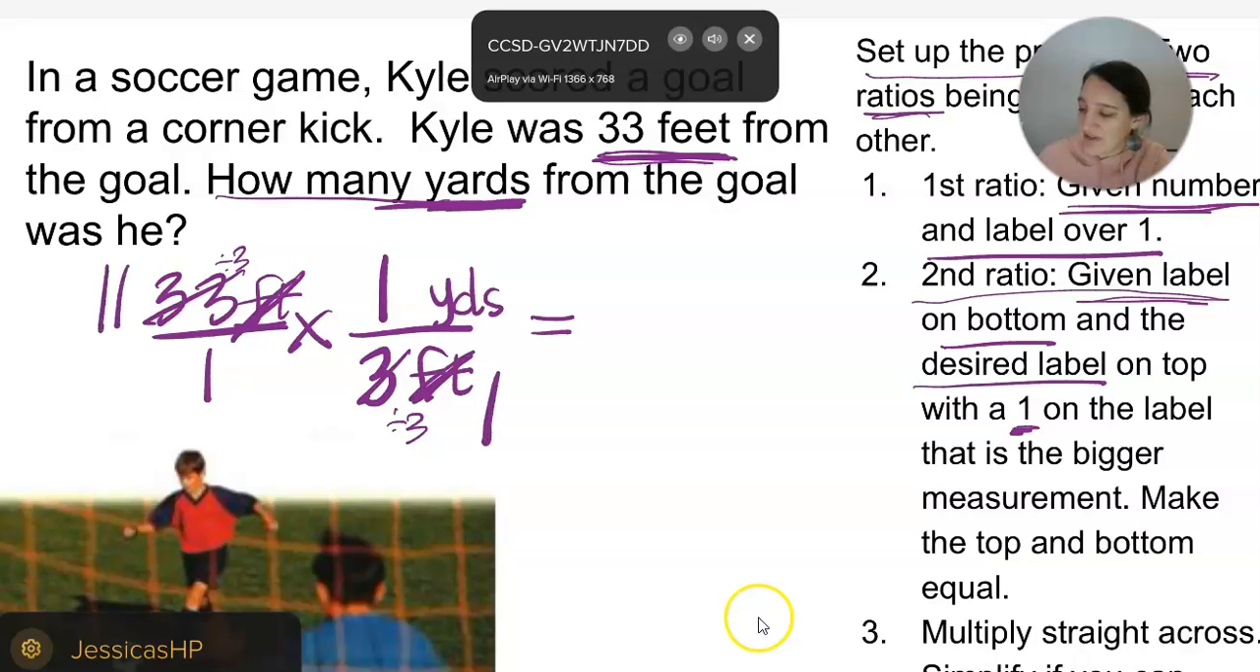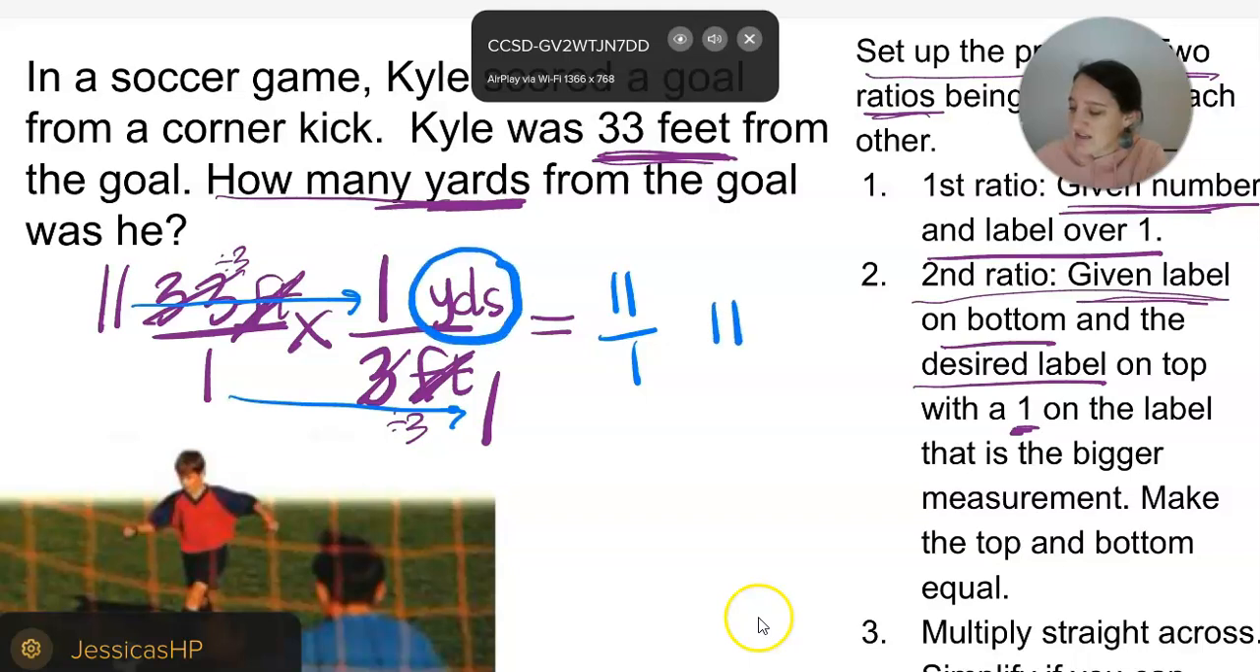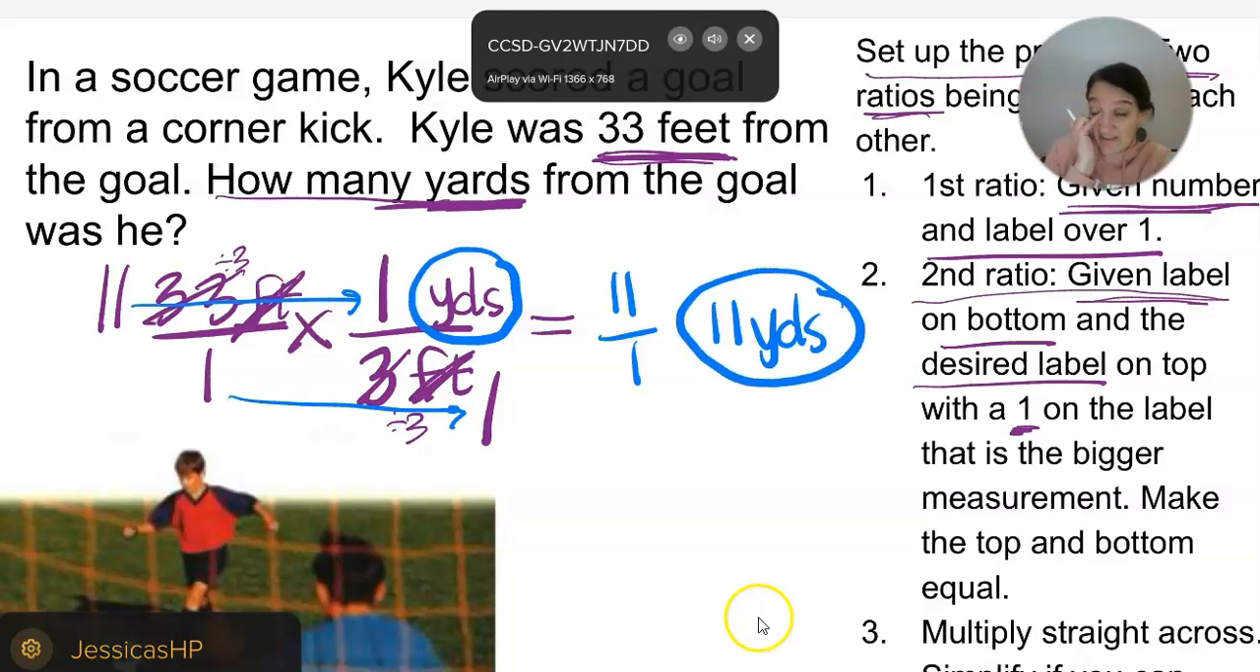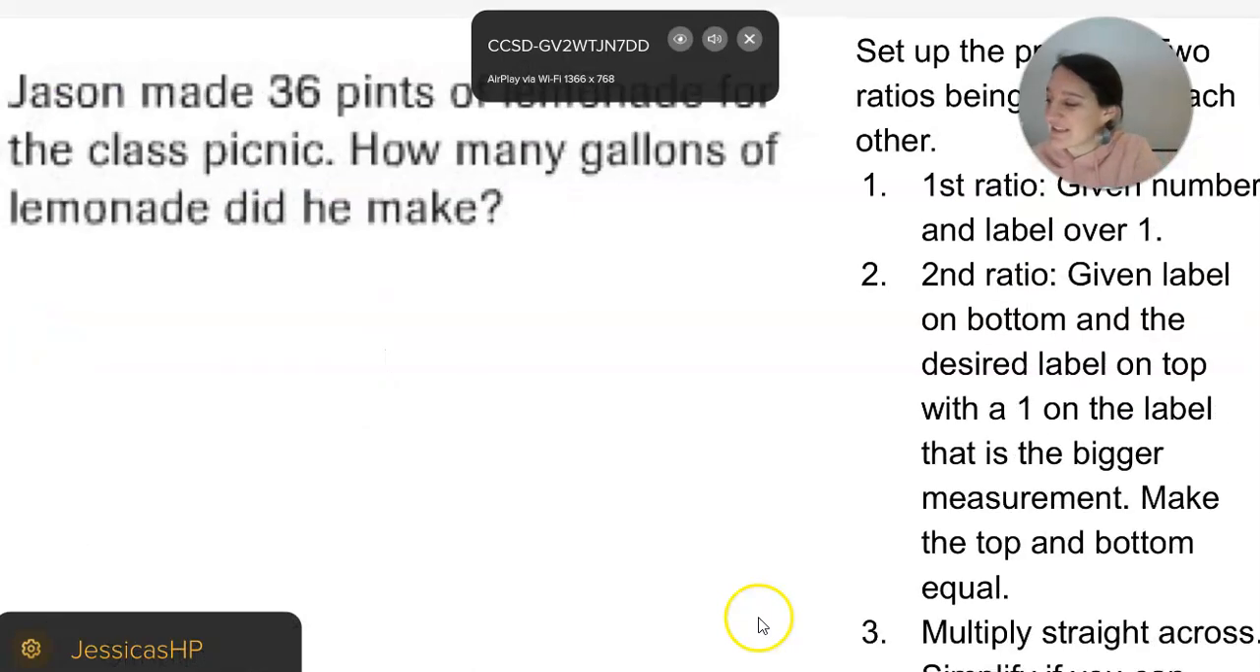So now when we multiply straight across, we have 11 times 1 and 1 times 1. So we have 11 over 1, which is the same as 11, and we have yards left over. So we're left with 11 yards. Okay, you ready to try one completely on your own now?